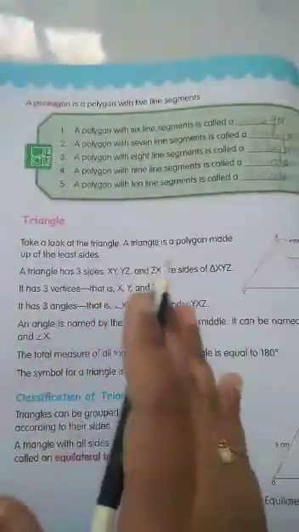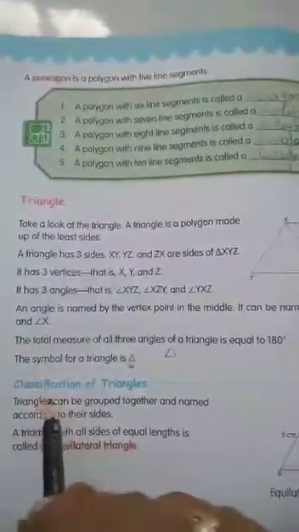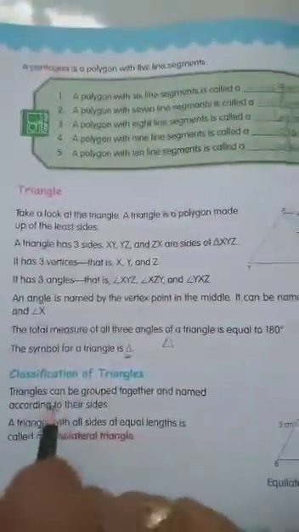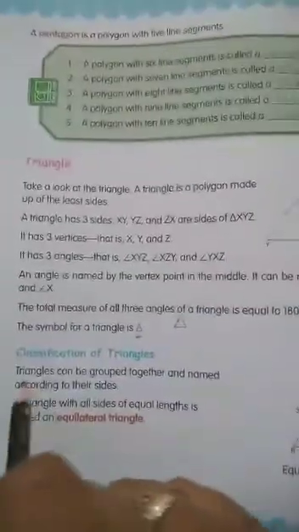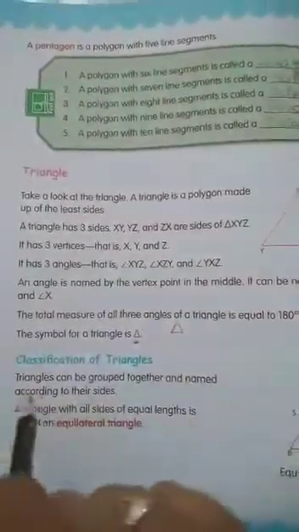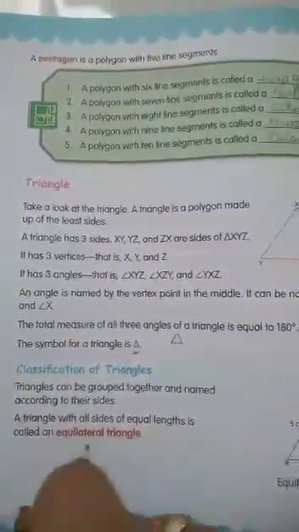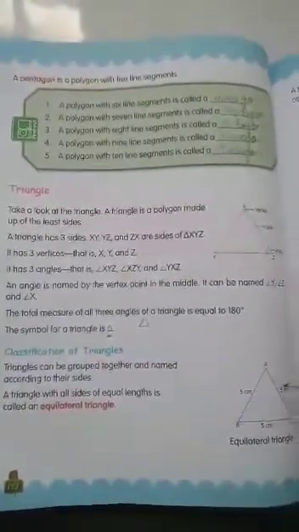We have completed the triangle topic. Next, classification of triangles. Triangles can be grouped together and named according to their sides. A triangle with all sides of equal length is called an equilateral triangle.